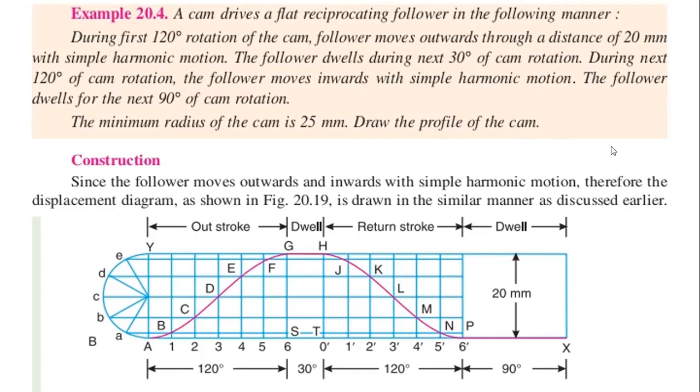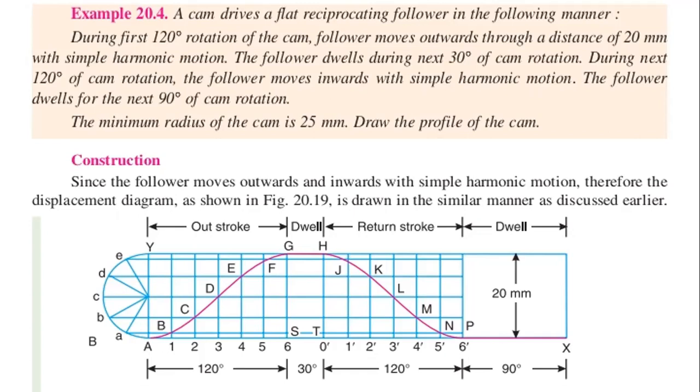The follower dwells for the next 90 degrees of cam rotation. The minimum radius of the cam is 25 mm, and draw the profile of the cam. So this is the question given.